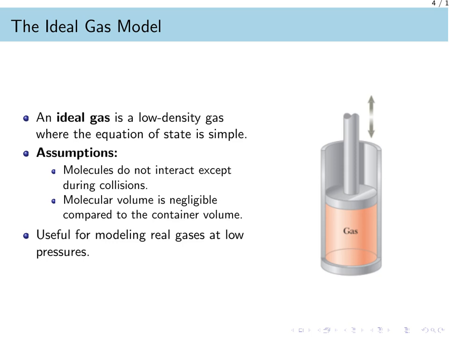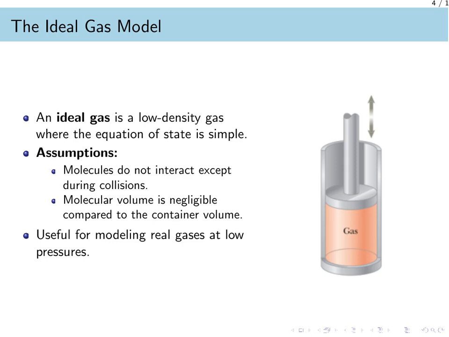To simplify the study of gases, we use the ideal gas model. An ideal gas is defined as a low-density gas, where the relationship between its properties is straightforward. We make two key assumptions in this model. First, we assume that gas molecules do not interact with each other except during brief collisions. Second, we assume the actual volume of the molecules themselves is so small that it is negligible compared to the total volume of the container.